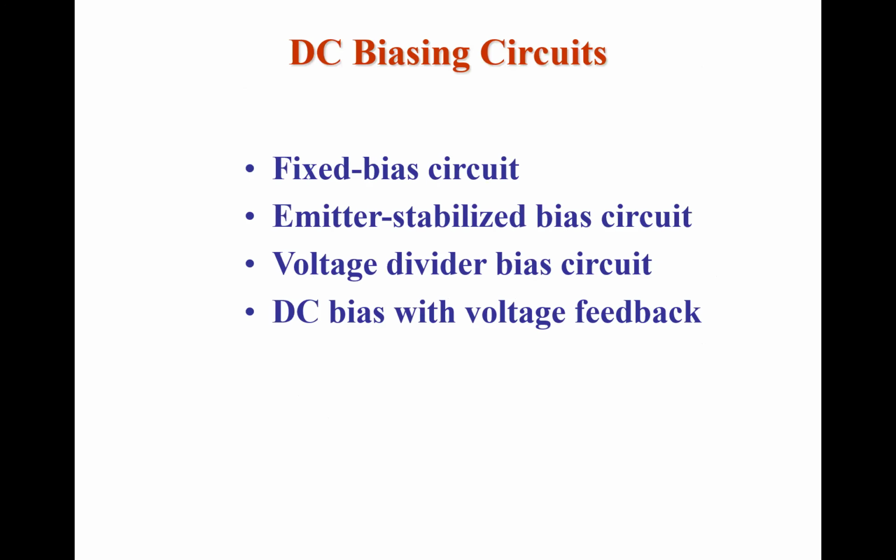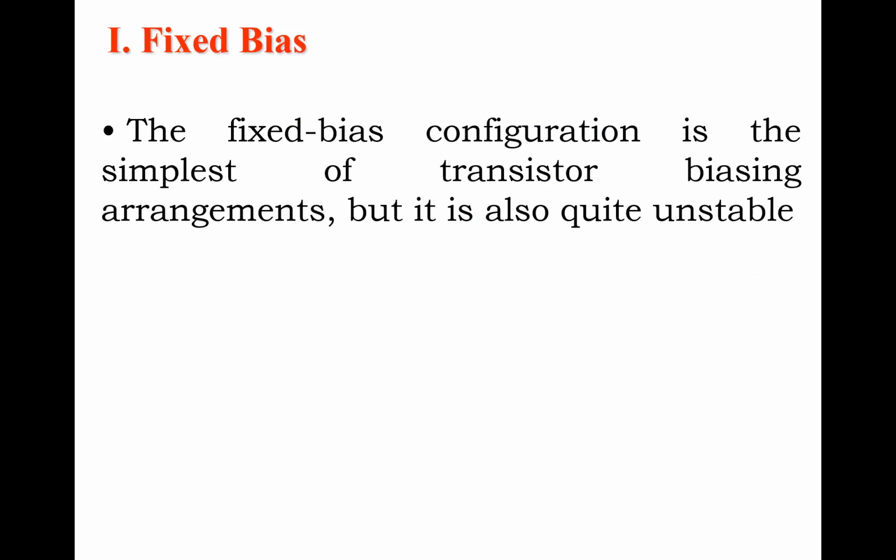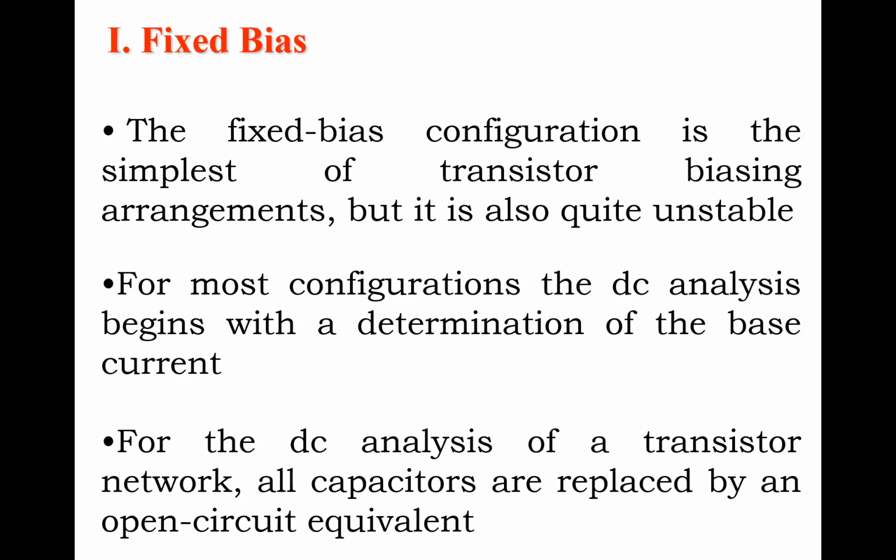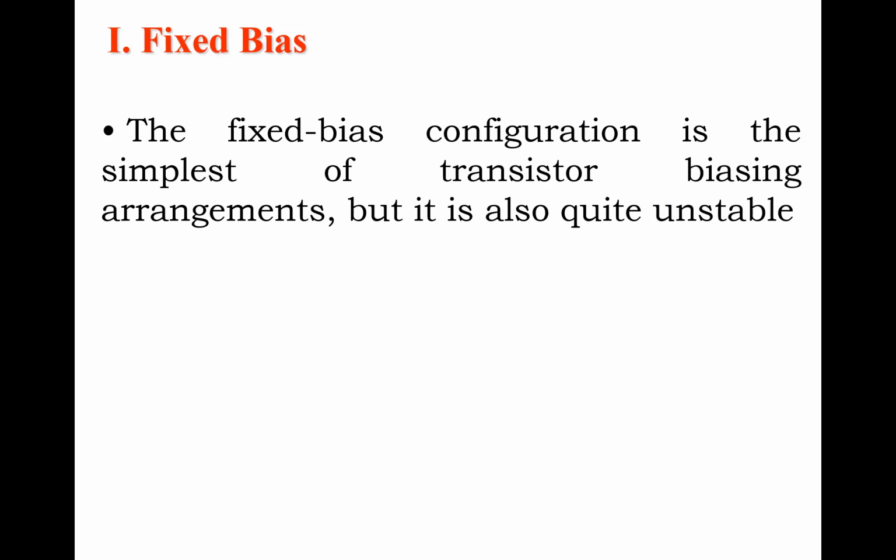Next, coming to have a small look at the different types of biasing concepts in BJT. The very fundamental method is the fixed bias method. Second one is emitter voltage or emitter stabilized bias circuit. Third one is voltage divider bias. And the last one is DC bias with voltage feedback. These are the different types of biasing concepts we are going to talk about in case of amplification.